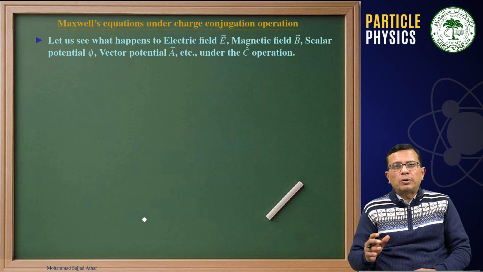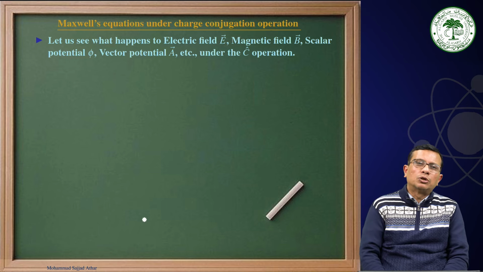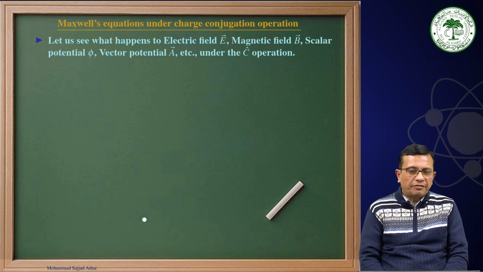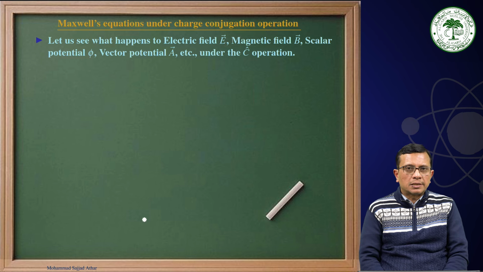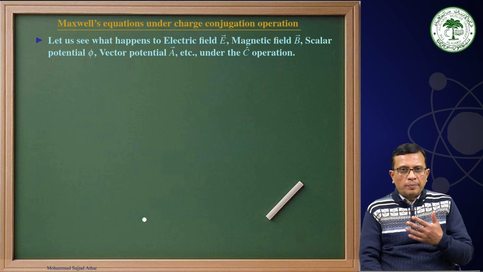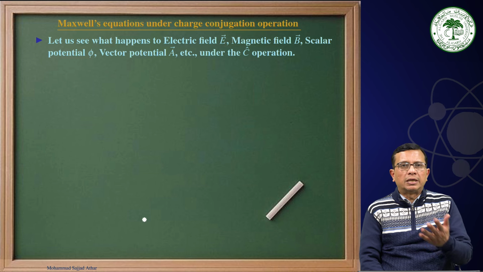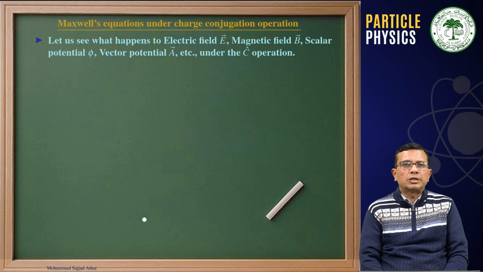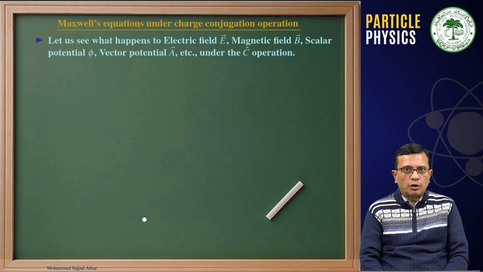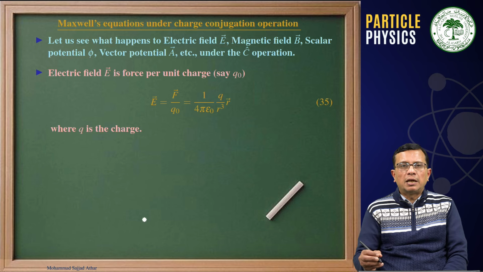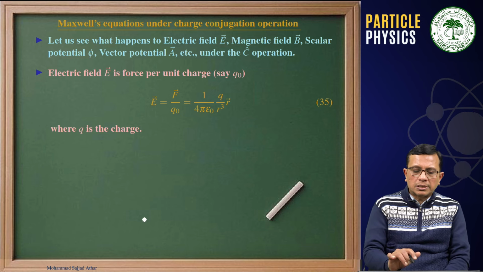But before going to the particles, let us also talk about what happens when C operates on the electric field, the magnetic field, what happens when C operates on Maxwell's equations. As I have told you, the electromagnetic interaction Hamiltonian is invariant under C operation, and we will see that Maxwell's equations are invariant under C operation. But before that, let us talk about the electric field, magnetic field, vector potential, scalar potential, etc. Now, what is the electric field?